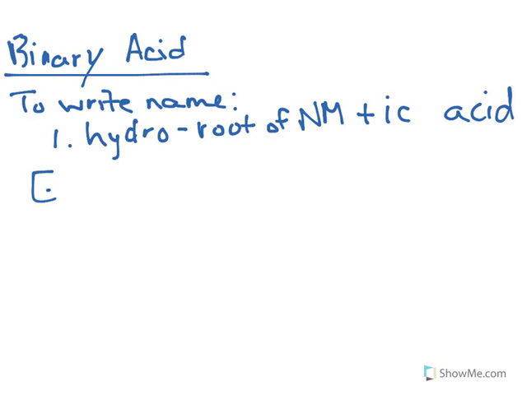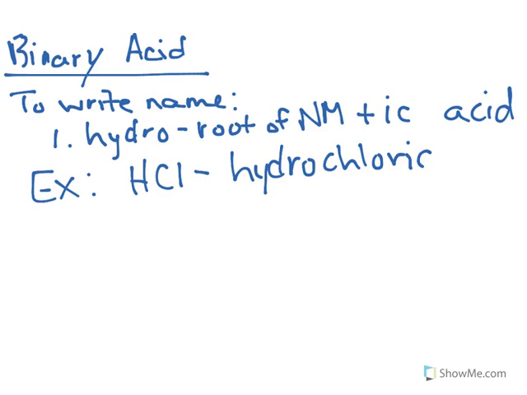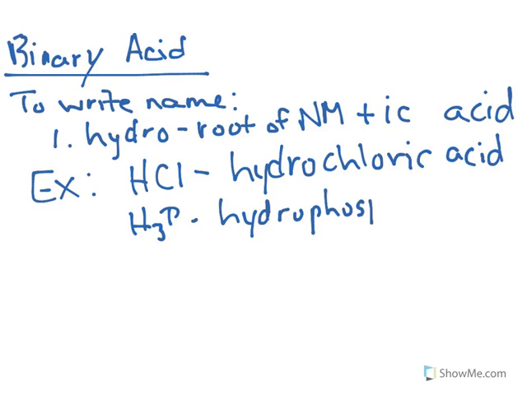So HCl would be hydrochloric acid. H3P, hydrophosphoric acid. That's it.